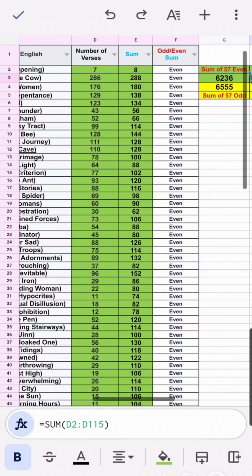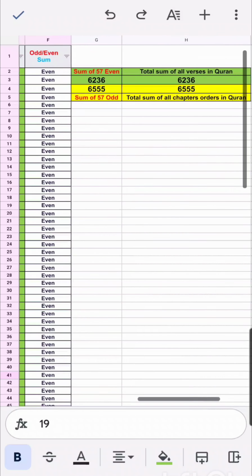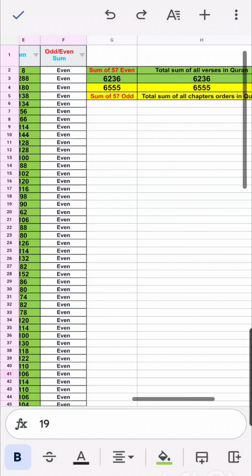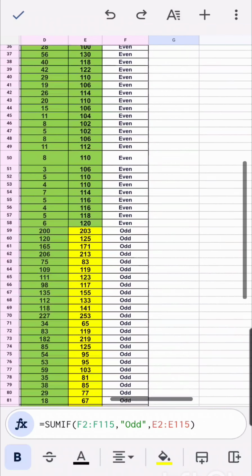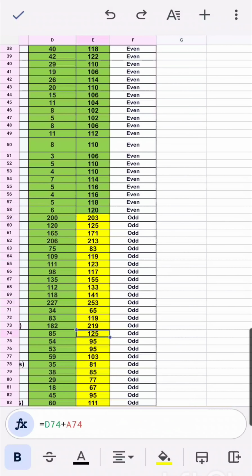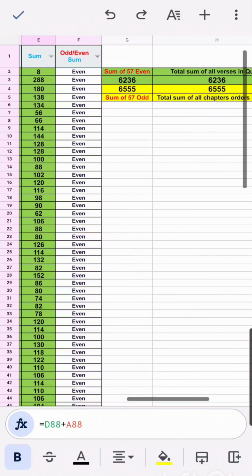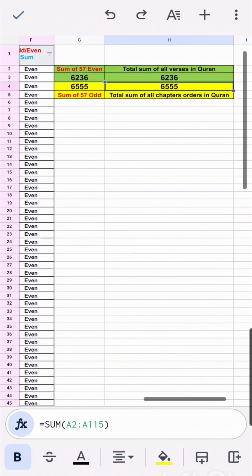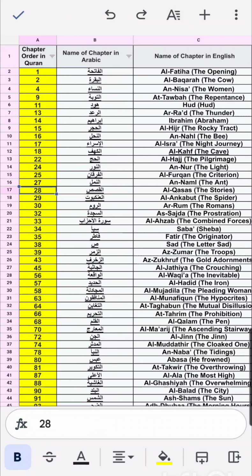Now, let's look at the odd number results and add them all together. The sum of those 57 odd number results is 6,555. And it turns out that that number is the grand total of all of the chapter numbers of the entire Quran, the entire 114 chapter numbers. How did this fine balance occur? So that not only do we have an even number of even and odd results, but the even results total the number of verses of the entire Quran, and the odd number results is the total of all of the chapter numbers of the Quran.